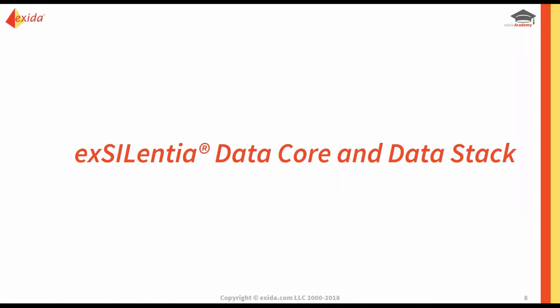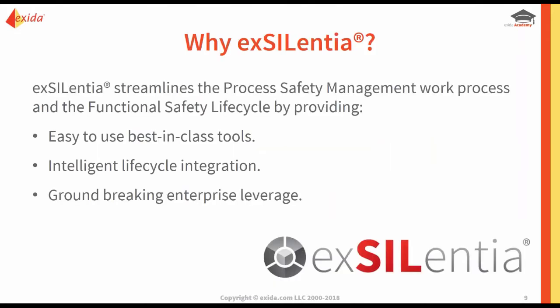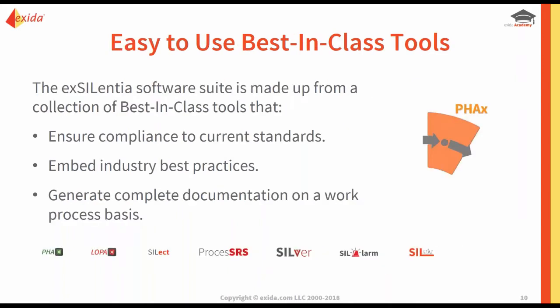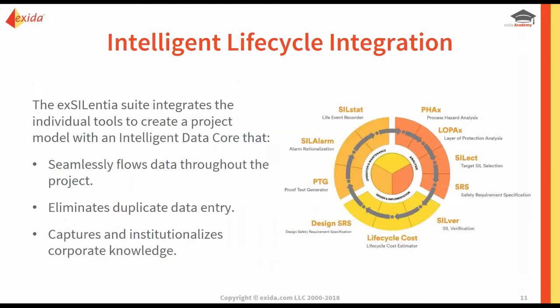So for those of you familiar with exSILentia, you know it works to streamline the process safety management work process by using a number of separate tools on the same platform. Obviously today we're focusing on Silver, but you might be familiar also with our PHA tool, our LOPA tool. We have a SIL selection tool, 2 SRS tools, a SIL alarm tool for alarm management, and SILstat, which is meant to track the performance of your plant while it's up and running. So all of these tools can basically be used on their own, and they're best in class, great tools on their own. But the best way to use them essentially is to use them together.